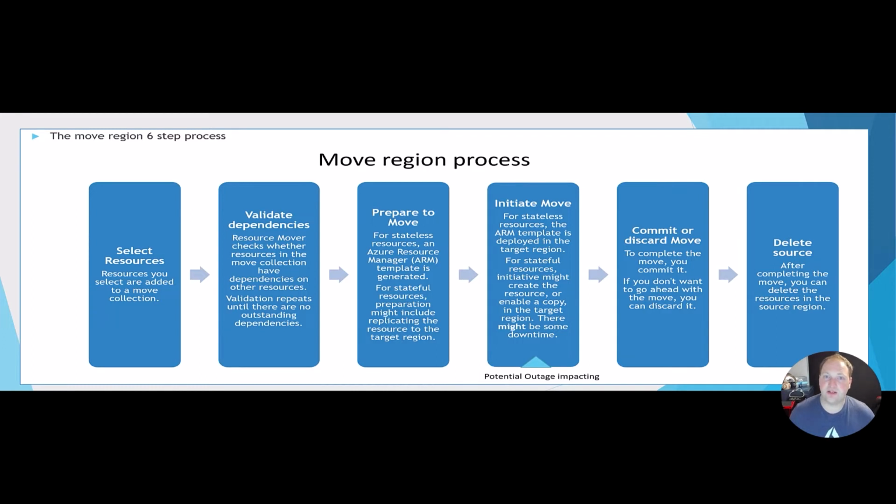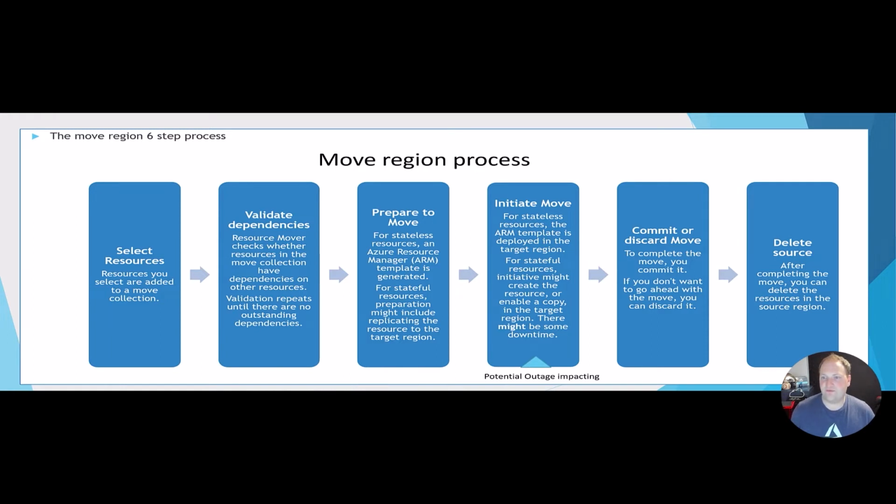Step 4 is initiate move. This is when you're happy, your resources are prepared, and you're ready to either do a test or do your migration. Just note that this step depends on the resource types. It can cause an outage, so when you initiate a move, prepare for an outage during this window. This is when your copy is stood up in your secondary region. For example, for a virtual machine, the source VM will be deallocated, and then the VM in the destination region will be started.